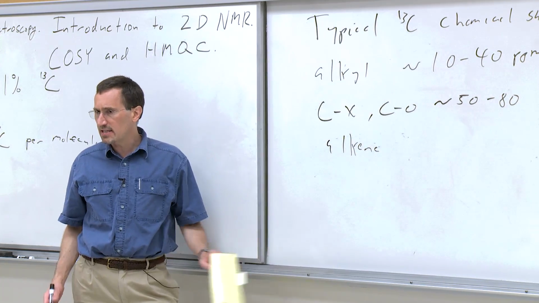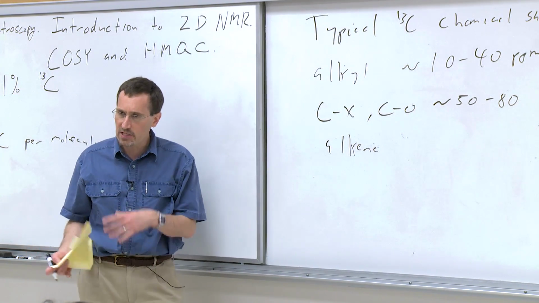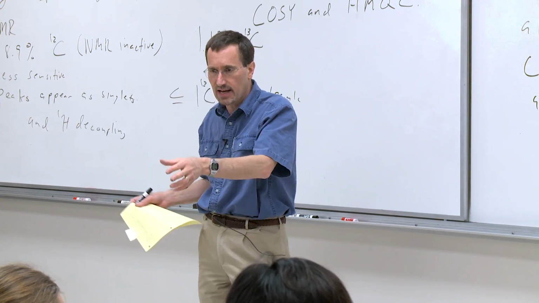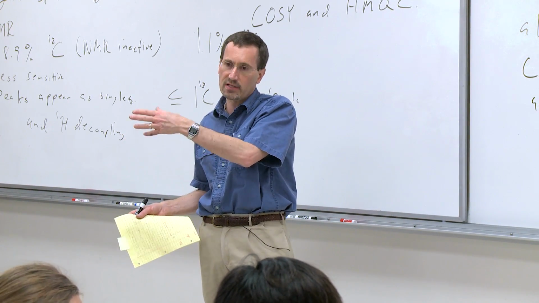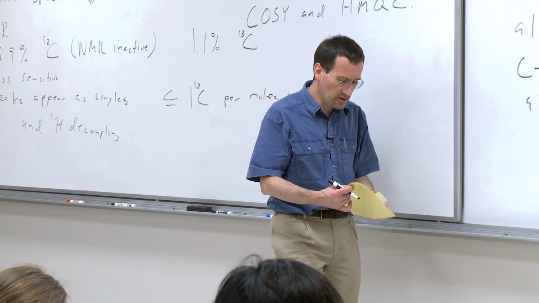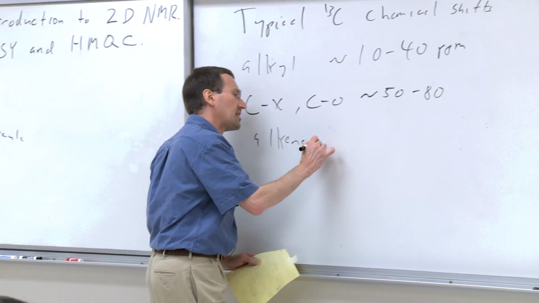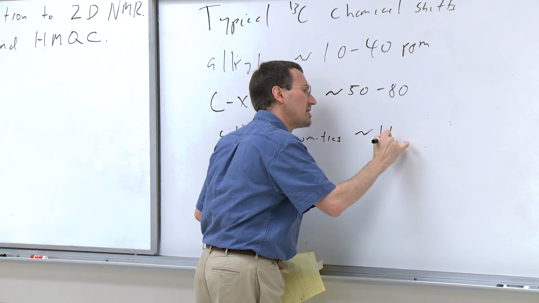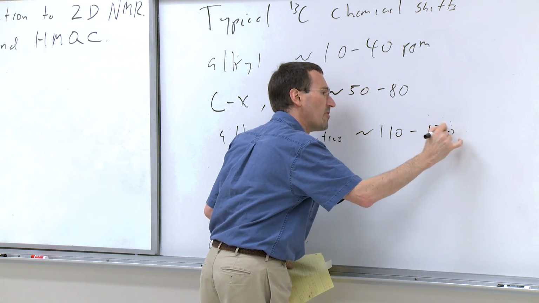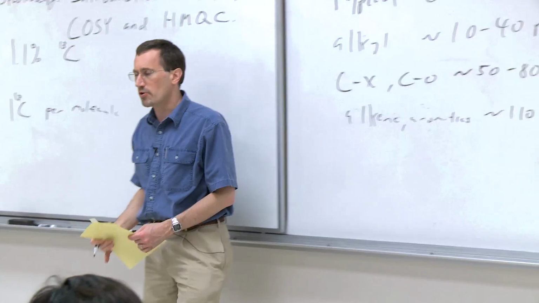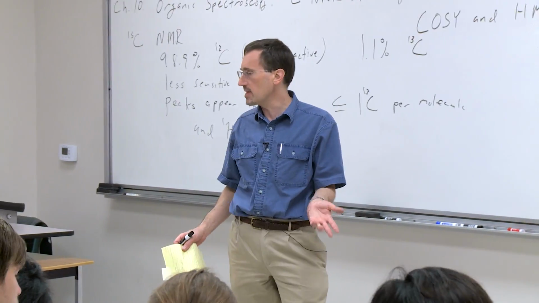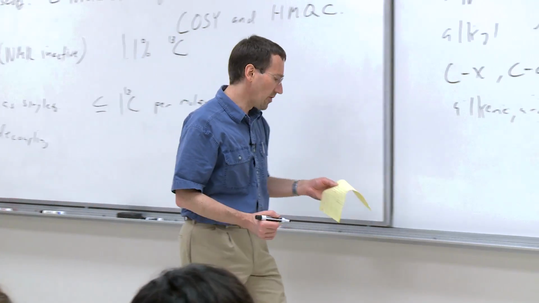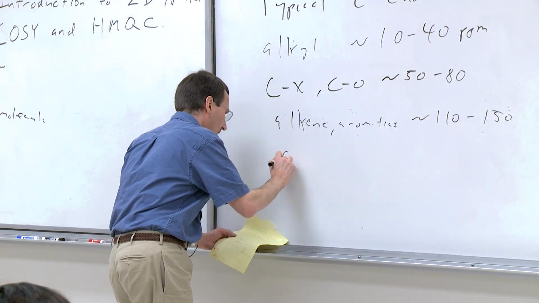Alkenes and aromatics tend to show up at about the same place. In proton NMR, we said alkenes were normally about 5 to 6, and aromatics normally about 7 to 8. In the case of C13 NMR, alkenes and aromatics end up at about 110 to 150. But again, I can easily show you examples that are at 100 ppm or examples that are 160 ppm. So those are rough numbers.